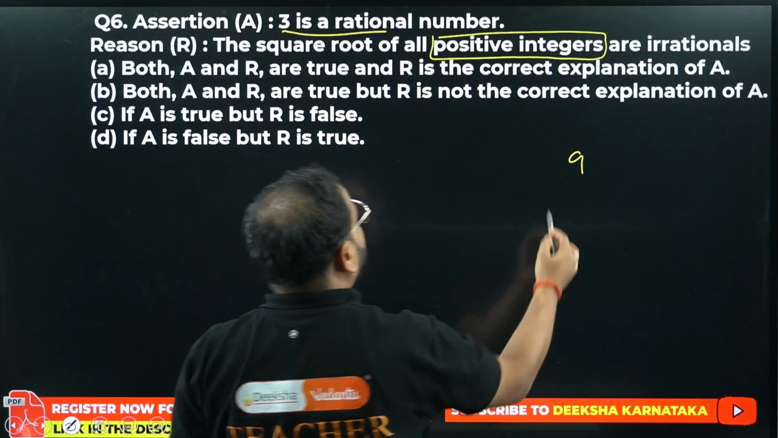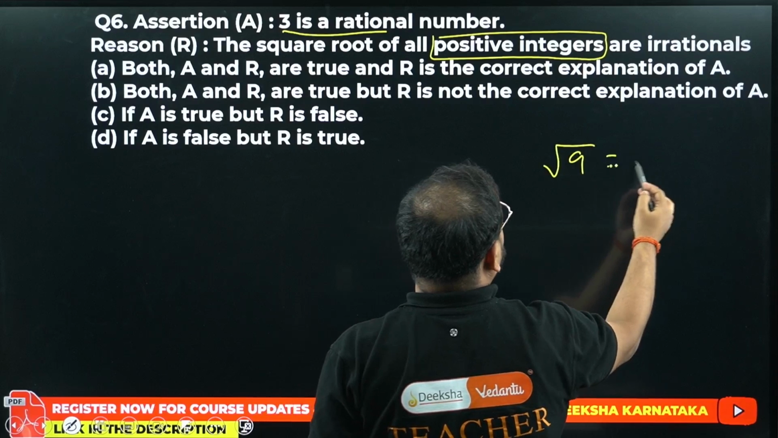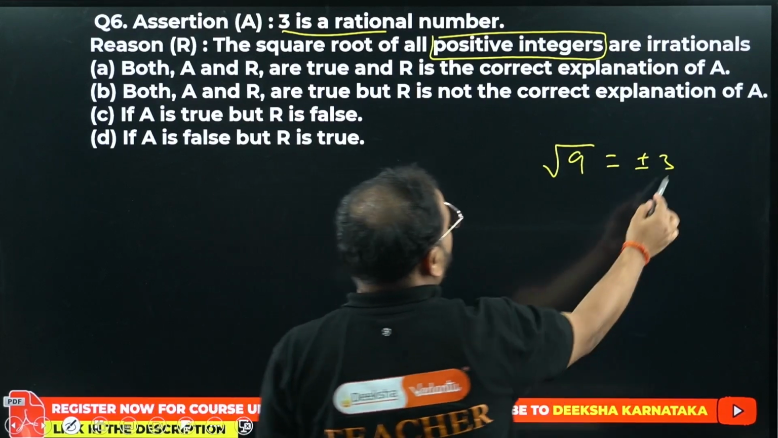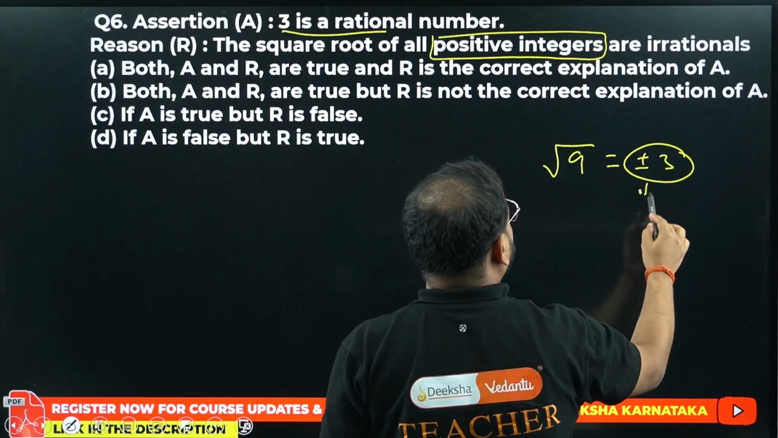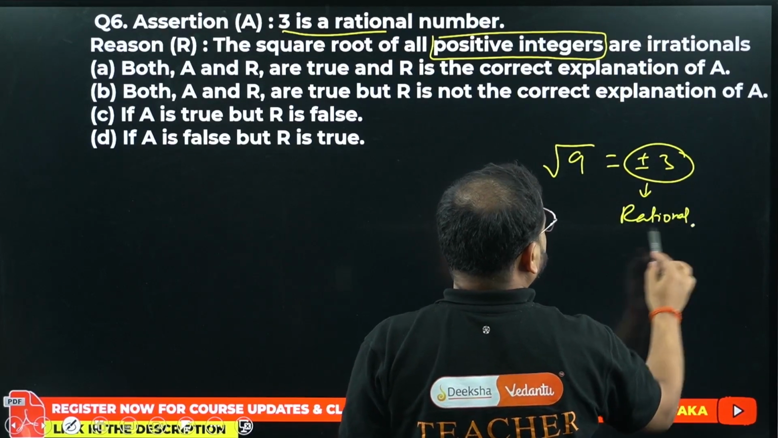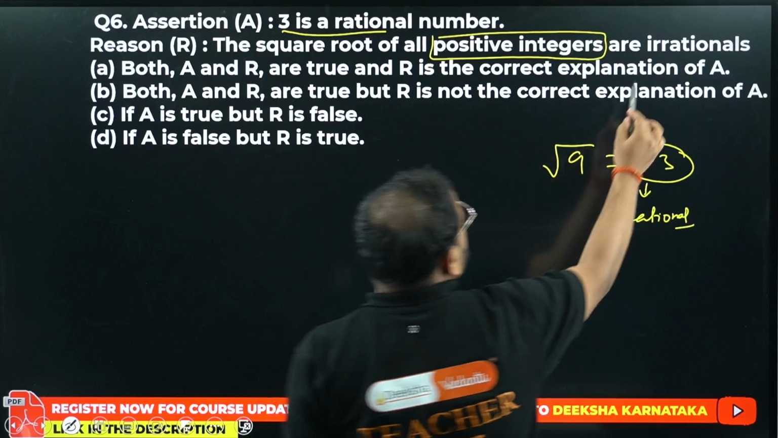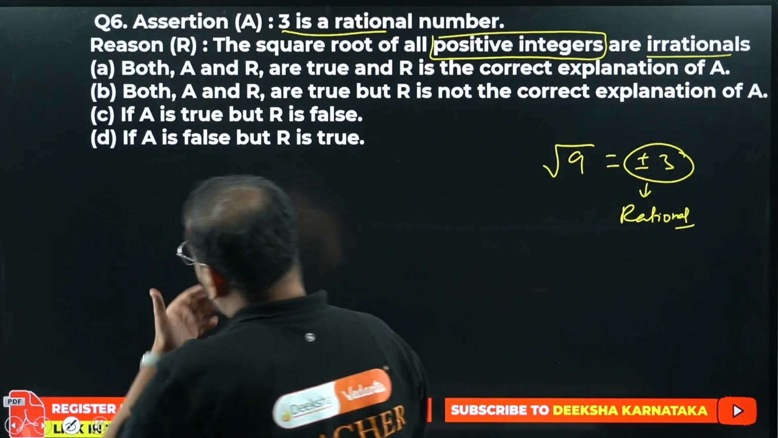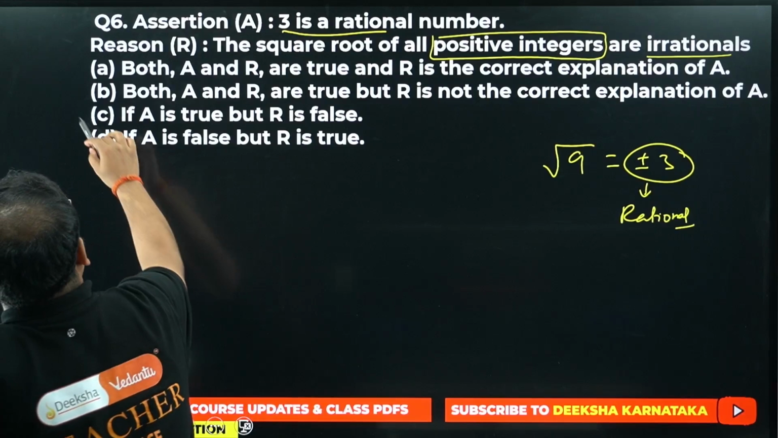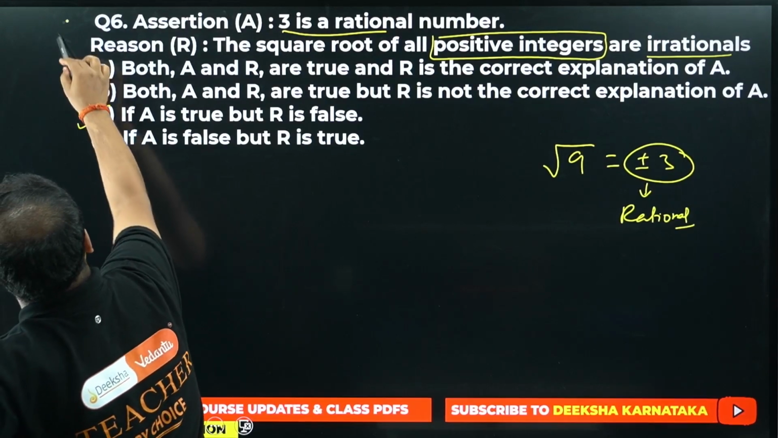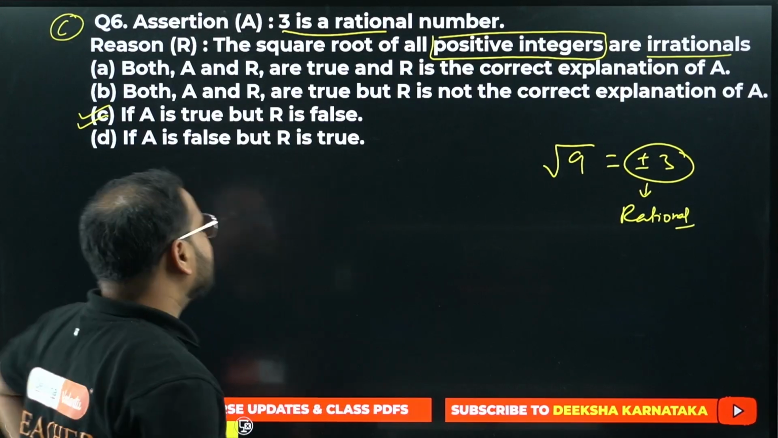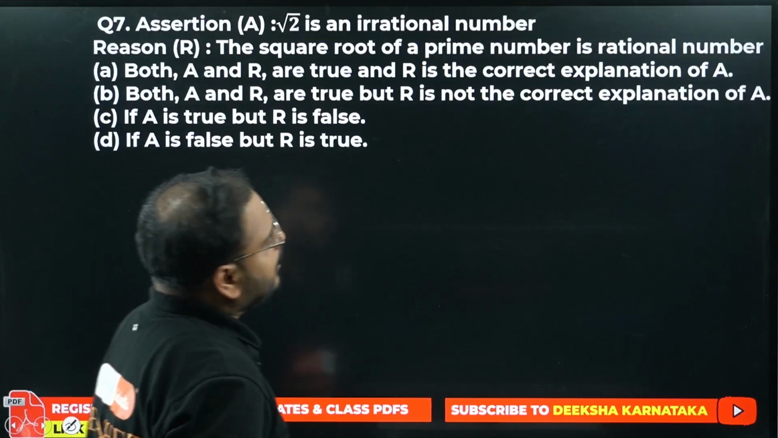And what is the root of it? The root of it is going to be plus minus 3. Is it rational? Yes, this is rational, no? This is rational. So they are saying irrational. It means incorrect. So the assertion is true, but the reason is false. Option number C, bacha. Okay, option number C. I hope this is clear. Very simple. Moving on to the next question.